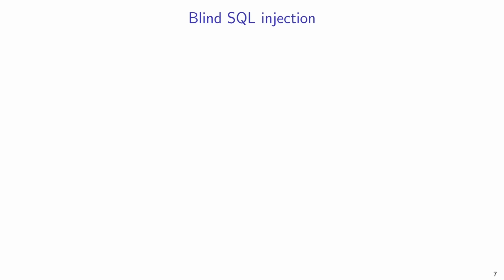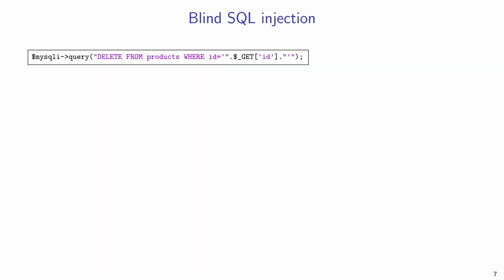Blind SQL injection occurs when we are not able to observe the direct results of our SQL injection. Here is an example of such a blind SQL injection. So here is a PHP code that executes a delete statement where we can inject some SQL code in the where clause. This injection is considered blind because this query returns no result and does not even report an error if the execution of the query fails.